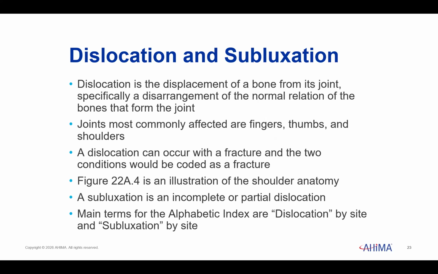Now we get into dislocations and subluxations. A dislocation is a bone that's displaced from a joint, and this could be a finger, thumb, or shoulder. A subluxation is a partial dislocation. If you have a fracture with a dislocation, you code it as a fracture.